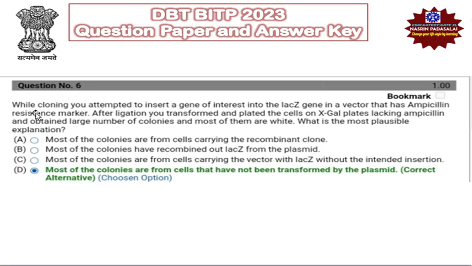Next question is an analytical kind of question, asked from the blue-white screening technique. While cloning, you attempted to insert a gene of interest into the LacZ gene in a vector that has an ampicillin resistance marker. After ligation, you transformed and plated the cells on an X-gal plate lacking ampicillin and obtained a large number of colonies, most of them white. What is the most plausible explanation? The correct answer is that most of the colonies are from cells that have not been transformed by the plasmid.